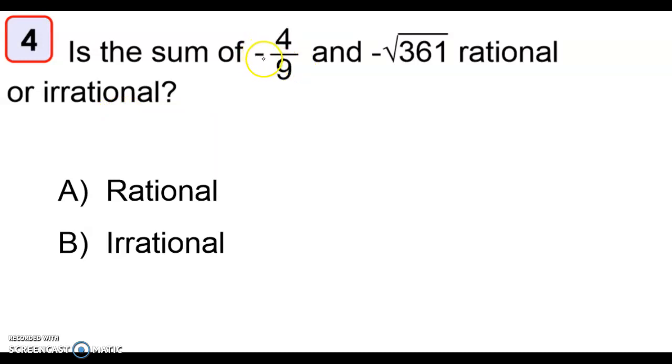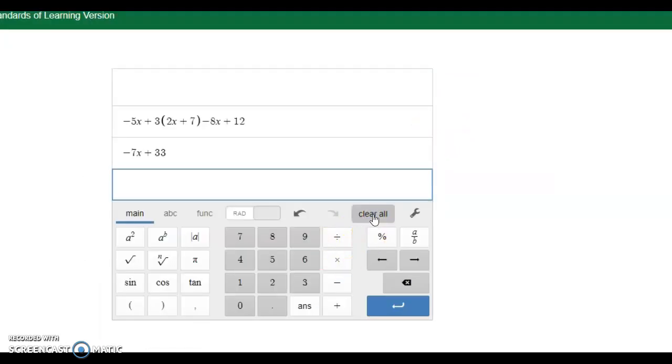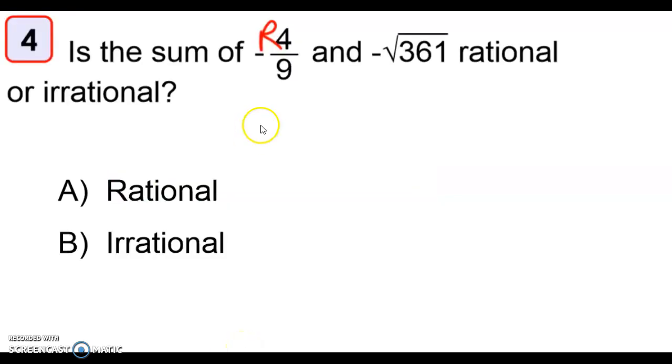But if we think about what a rational number is, well, we have a fraction here. A fraction is always rational. And the negative square root of 361, well, if you're unsure what that is, we can type that into Desmos. And we notice we get negative 19. Well, negative 19 is an integer, which automatically makes it a rational number. Notice that because I have nowhere in there where it says irrational, I have two rational numbers. That means that I am left with another rational number.